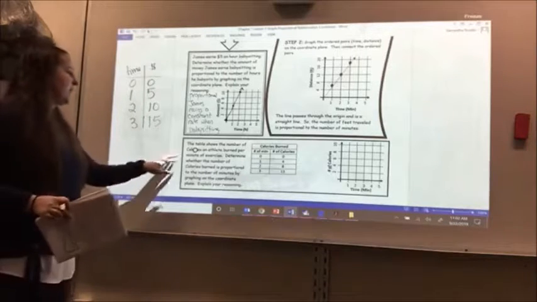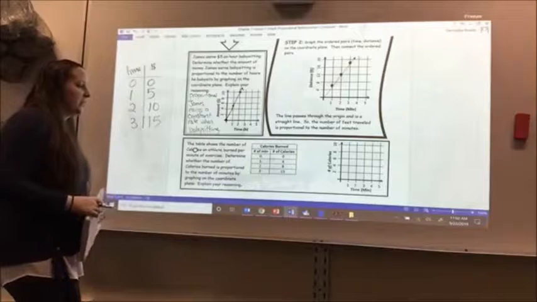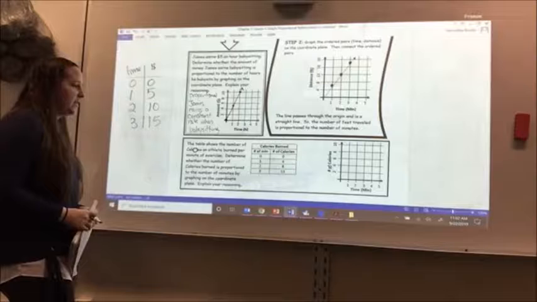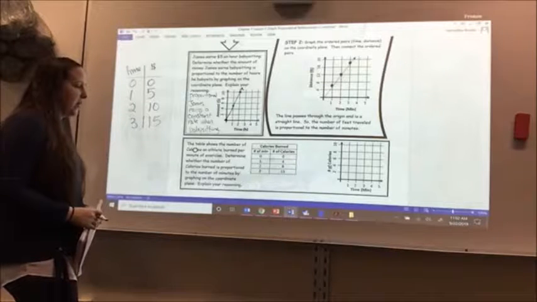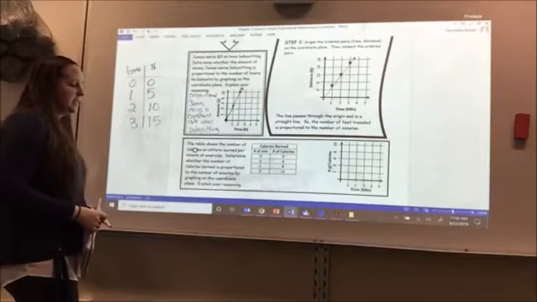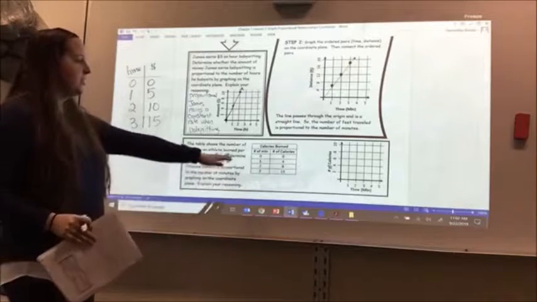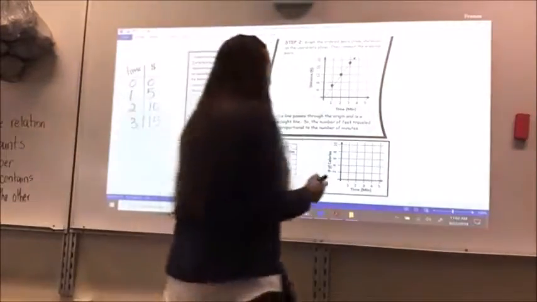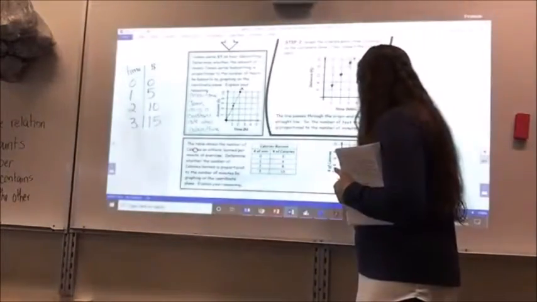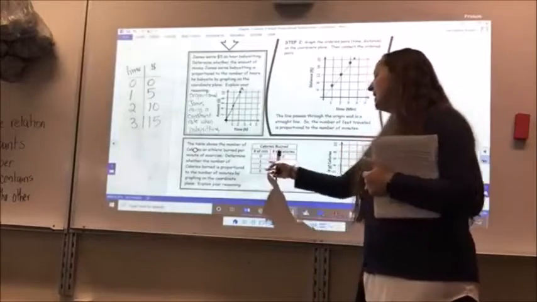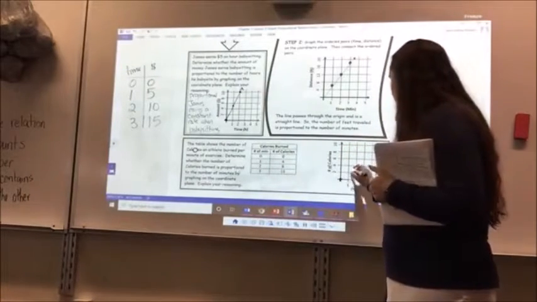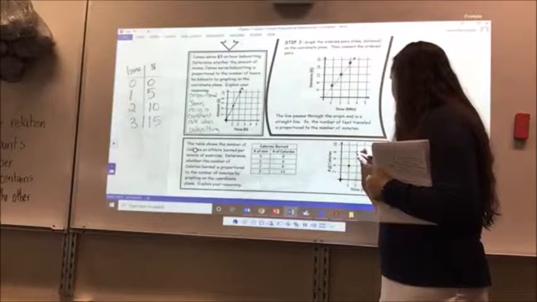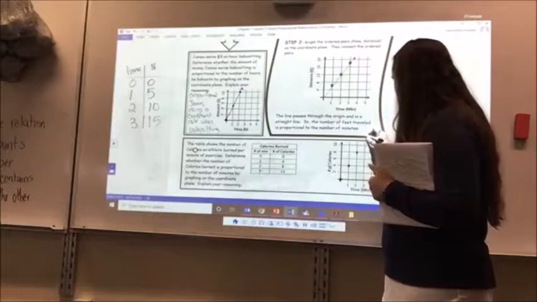My second try problem says the table shows the number of calories an athlete burned per minute of exercise. Determine whether the number of calories burned is proportional to the number of minutes by graphing on the coordinate plane. Explain your reasoning. In 0 minutes of working out, he burned 0 calories. So that's my first point. I'm going to go ahead and graph it. In 1 minute, he burned 4 calories. In 2 minutes, he burned 8 calories. And in 3 minutes, he burned 13, which is way up here.